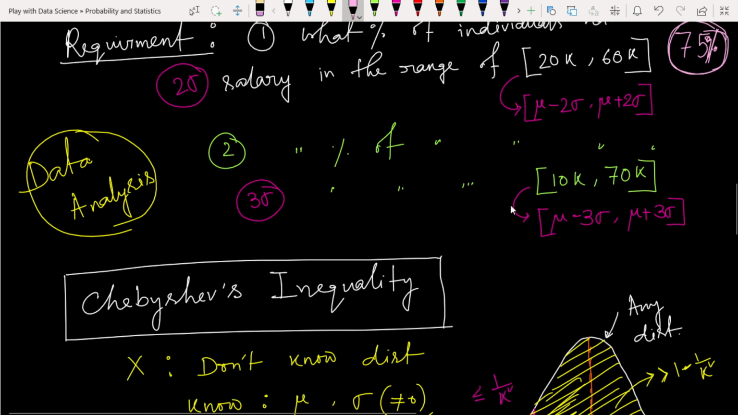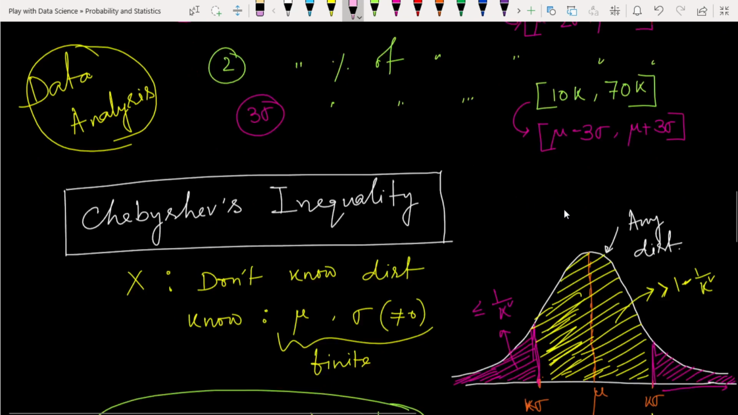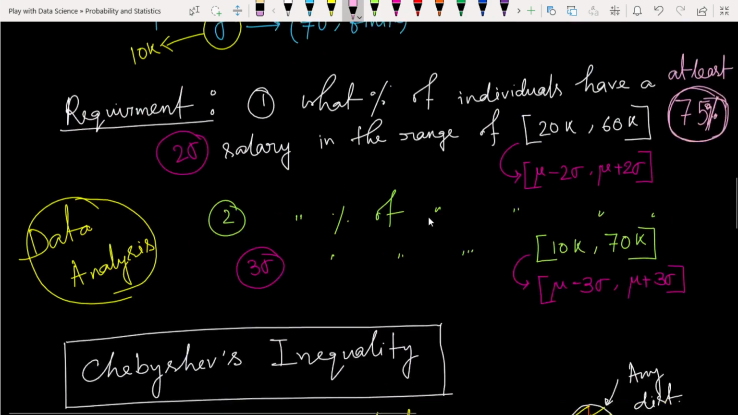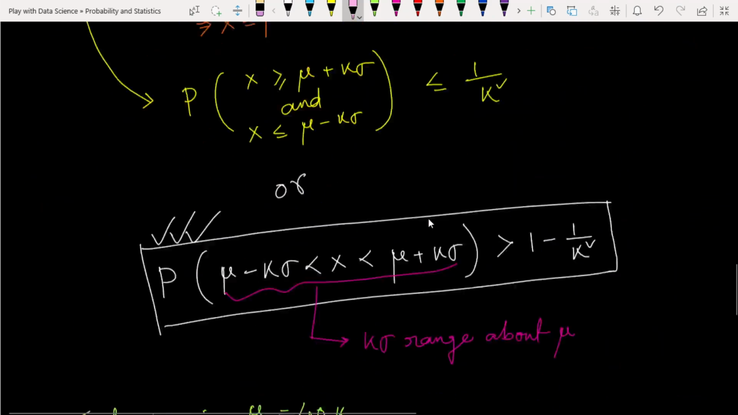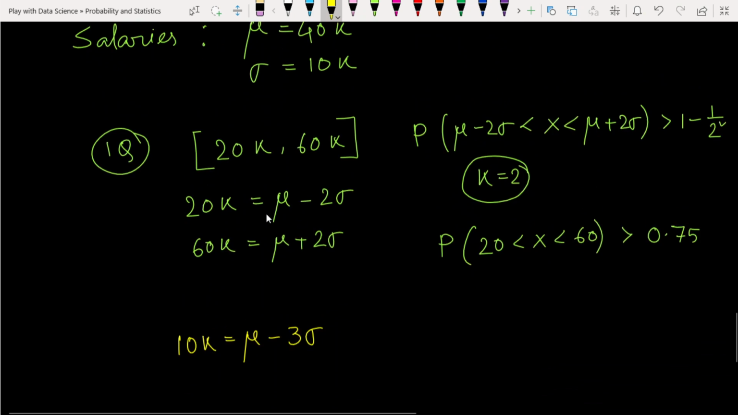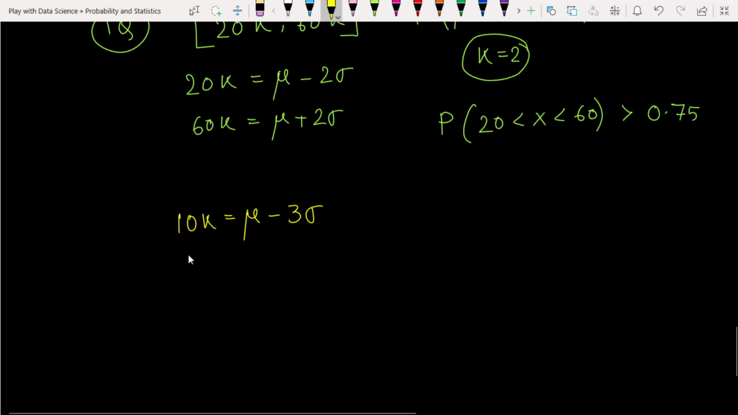Now to get the answer for how many employees are lying in the range 10k to 70k, just apply the same thing. Our requirement is the range 10 to 70. 10k means mu minus 3 sigma, with mu 40 and 3 sigma 30. And 70 means 40 plus 30.